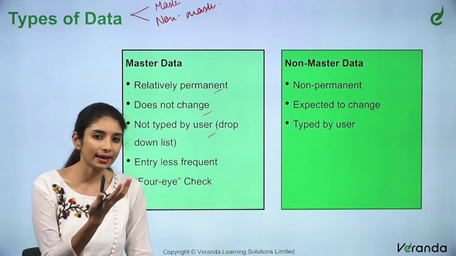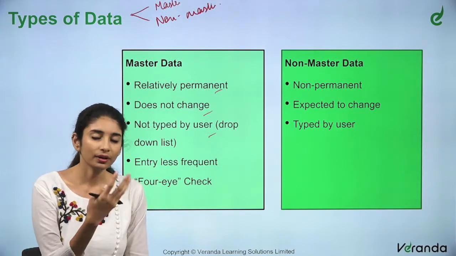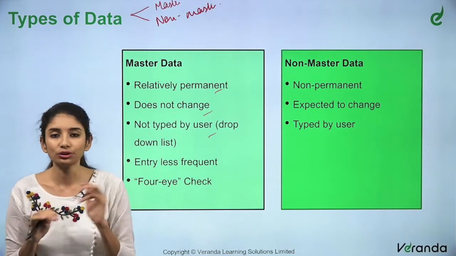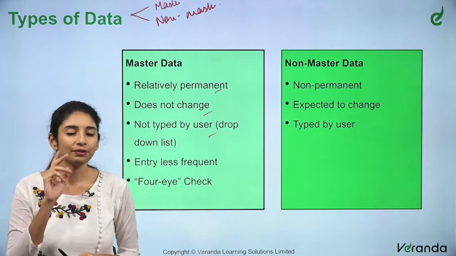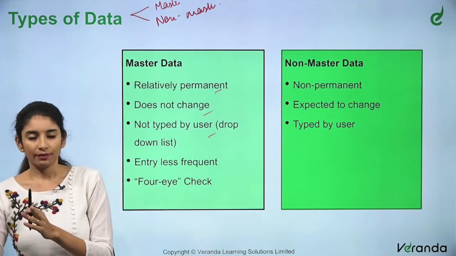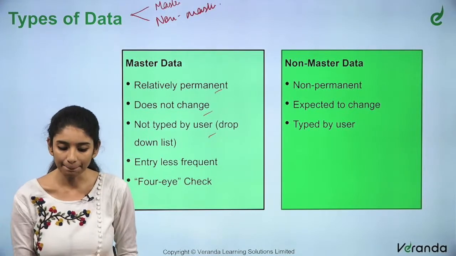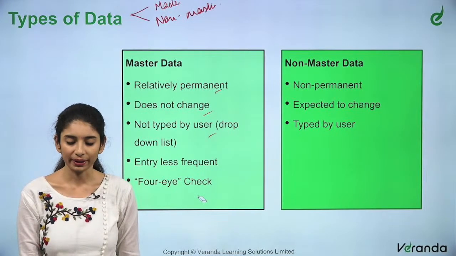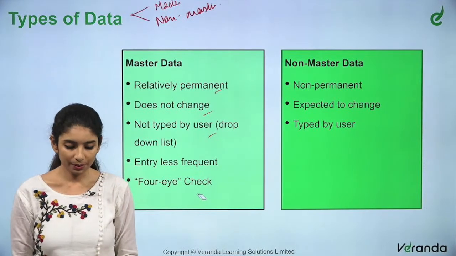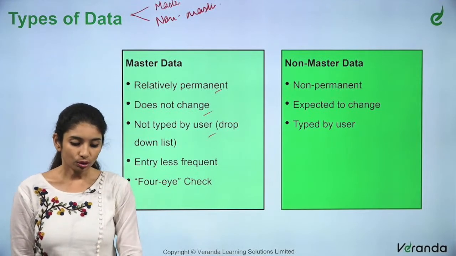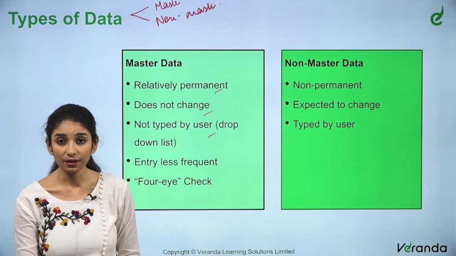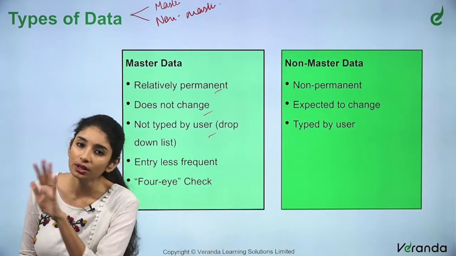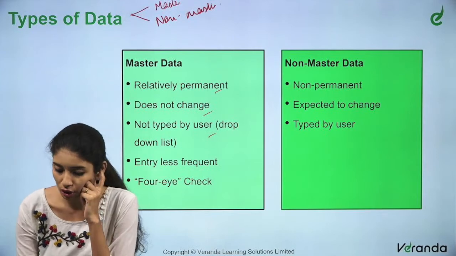Master data is permanent, does not change, and is not typed by the user. If I create a customer in my system, every time I make a sale to that customer, I don't need to type the name of the customer. I just type the first two letters and a drop down comes. From that drop down, I can pick it, so it is not typed by the user. Entry is less frequent. There is a four-eyes check, which means people need to verify that the master data is entered rightly in the system, because it is going to be permanent for most of the life of the organization.